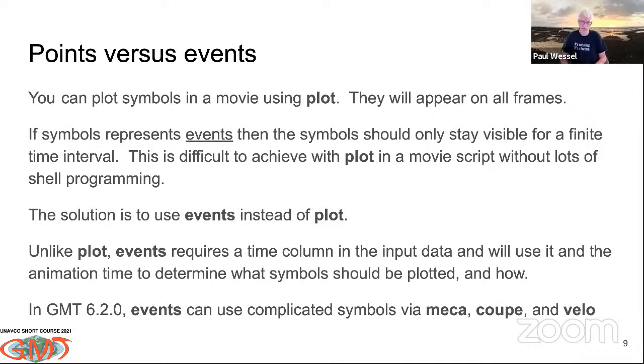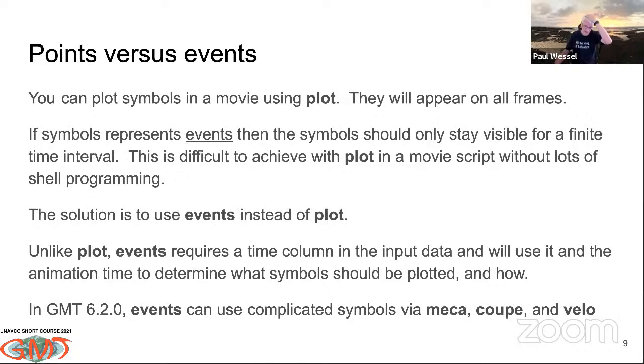But if you want to plot symbols, normally we would plot symbols using plot. The problem, of course, is that they will appear on every frame. You plot a star, it's going to be on all the frames. That's not fun. So typically when you do movies, you're actually displaying events, things that have a finite duration or start at a certain point. And that's very difficult to do in plot without lots of scripting.